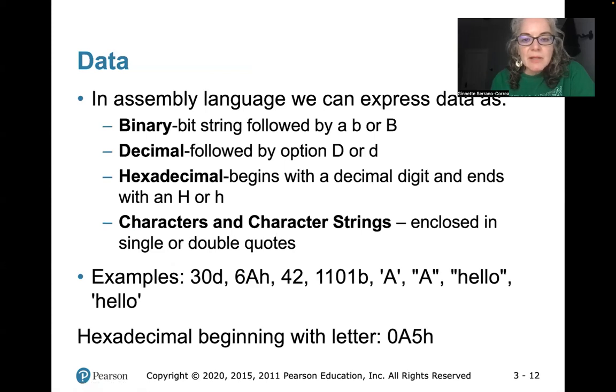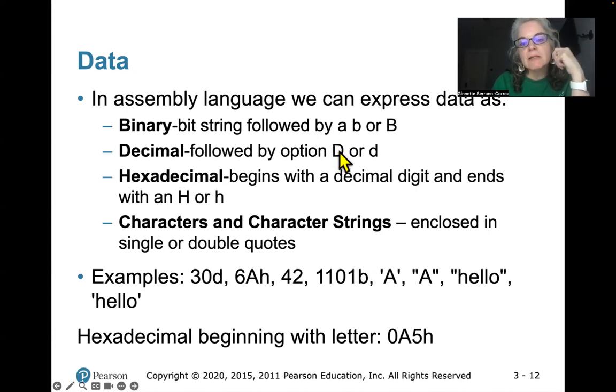Okay, data. In assembly language, you can express data as binary. If we have a number that is binary like 1101, the way that we can tell whether this is a decimal or binary is by putting a B at the end. If we don't put a B at the end, then the program thinks that it's decimal. By default, it's going to be decimal.